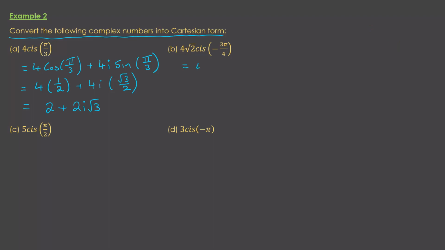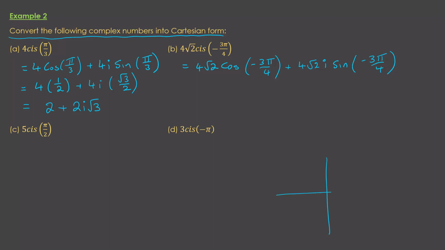The next one is 4 root 2, and I wrote cis, but I meant to write cos. So that's cos negative 3 pi by 4 plus 4 root 2, and I've written the i after the square root there, but I've been careful that it isn't in the square root. And that is sine negative 3 pi by 4.